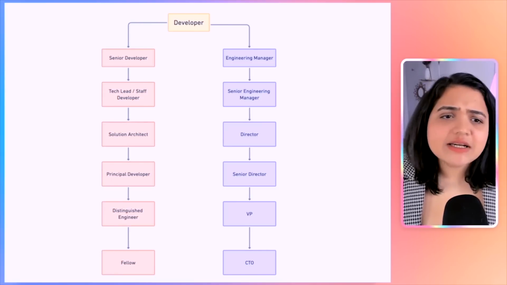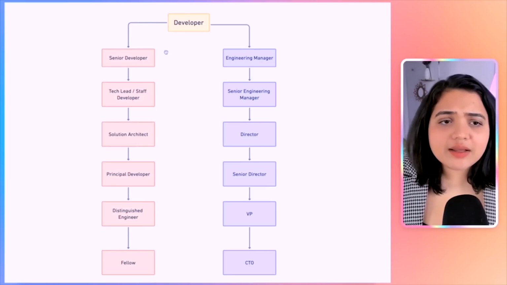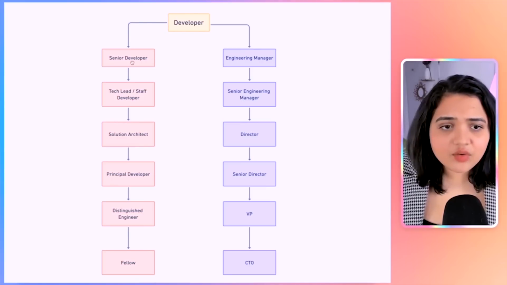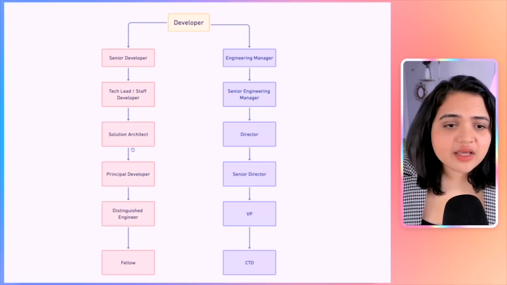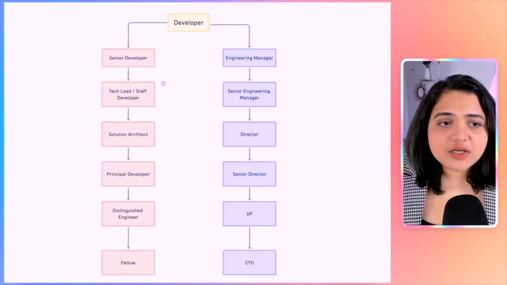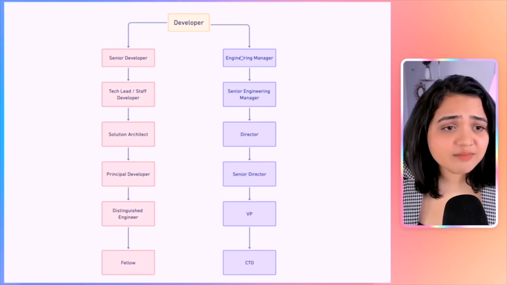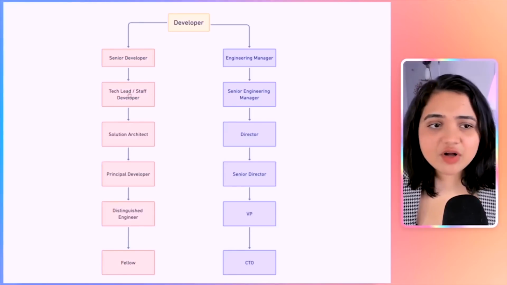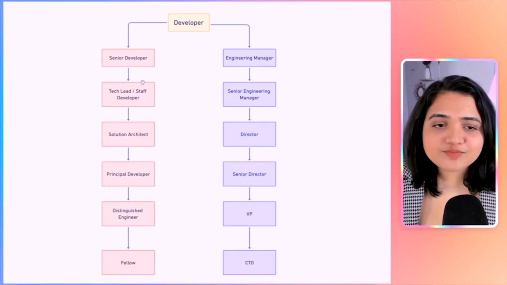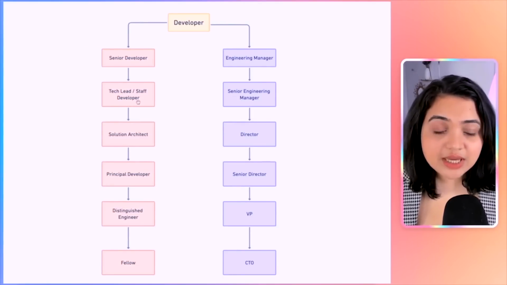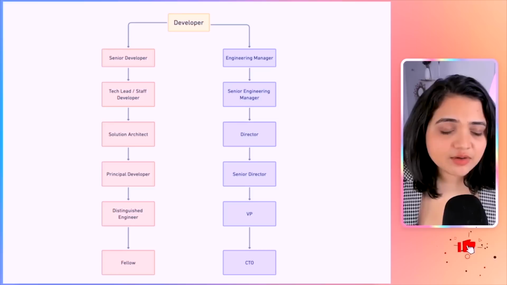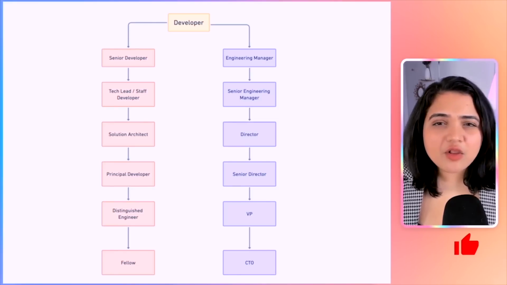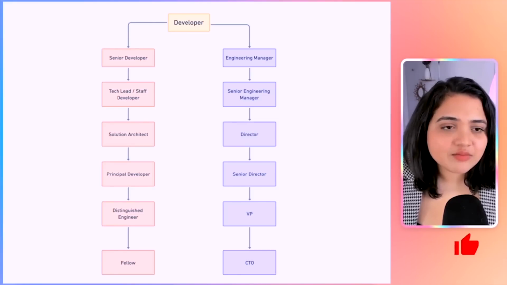So what does a leadership path look like? Well, let's say you are a senior dev or a tech lead or a solution architect, and you can basically go on to become an engineering manager. So you might be wondering, what's the difference between a tech lead and an engineering manager? Or a staff developer and an engineering manager. Now, tech lead and staff developer can be completely different responsibilities and roles, and most likely they are, but a lot of companies also have them more or less the same.